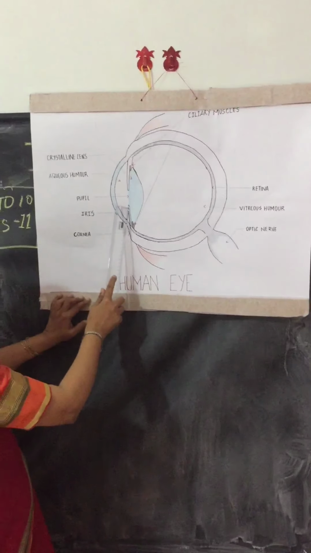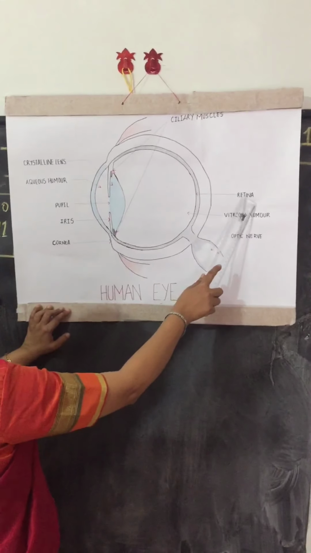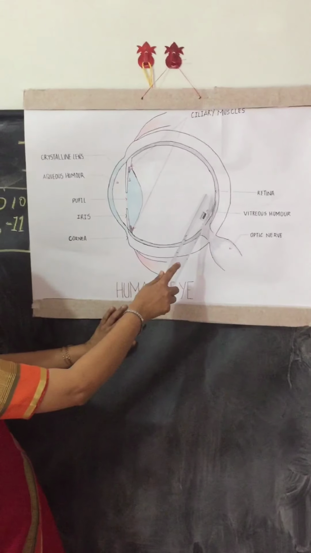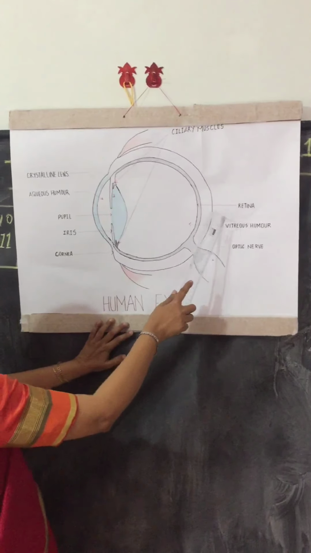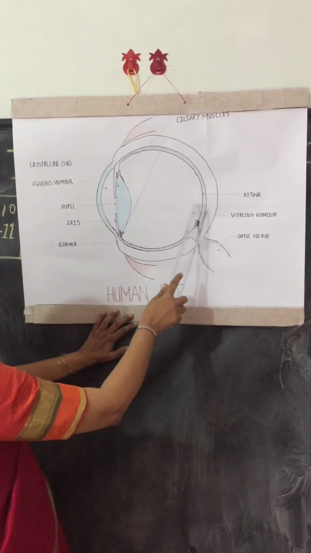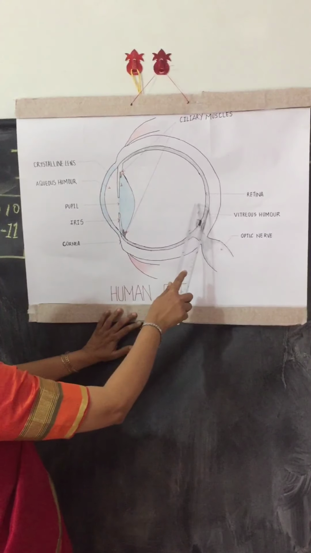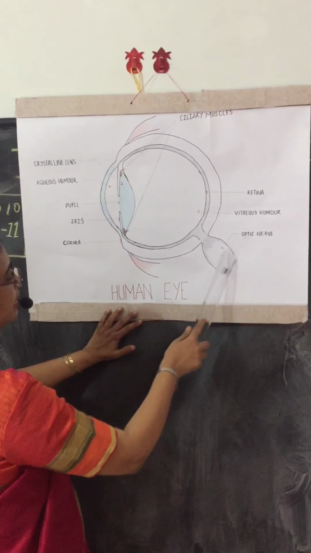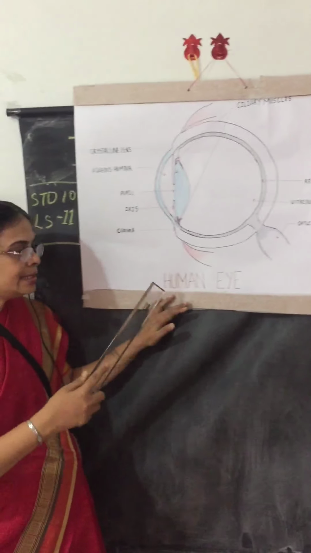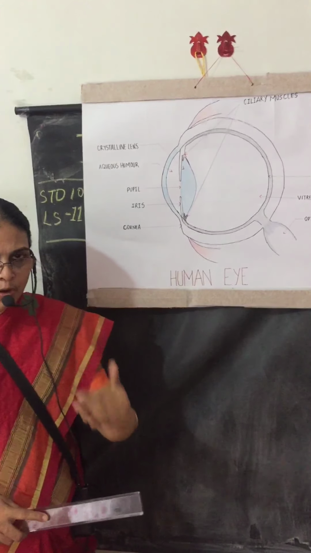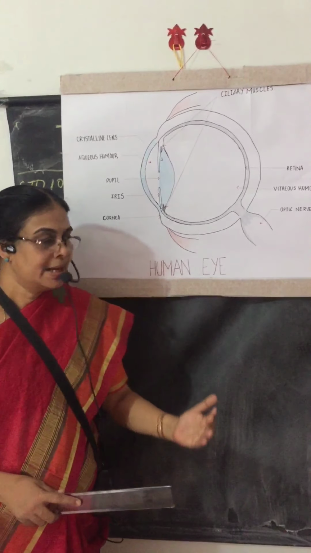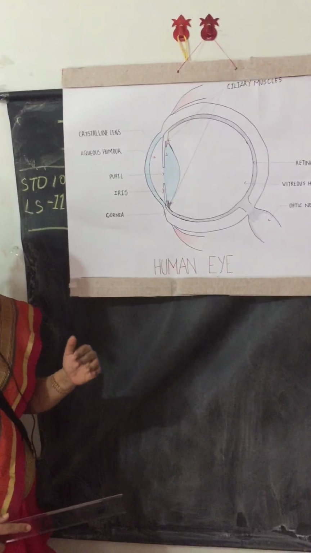When you see the object, the image will form on the retina. And retina consists of many light sensitive cells. And these light sensitive cells convert the image into electric signals and it is sent to the brain through optic nerve. And brain interprets the image and gives the information about the object what we see. This is the structure of human eye.